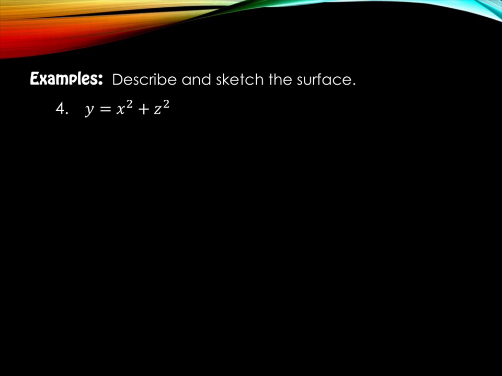All right, how about this one? y equals x squared plus z squared. Match that up to an equation. What is it? The elliptic paraboloid? Yeah, it's an ellipse and a parabola, right? It's an ellipse and a parabola. And so the image is actually called an elliptic paraboloid. That's the shape that we're dealing with.